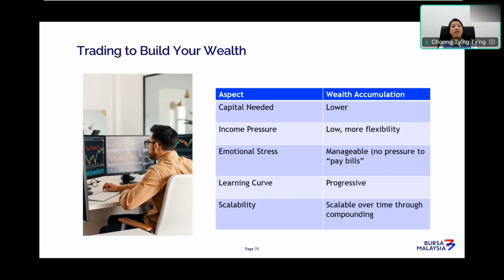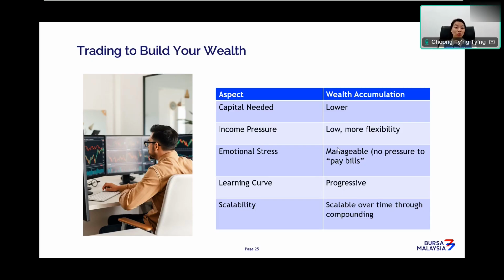Now, the second option is trading to build your wealth. If you look at trading to build your wealth, you're going to see that it has a lot of advantages. For example, the capital needed will be lower, because if you start as a full-time trader, you are going to rely on your profit or income coming from trading alone to cover all your expenses. But if you have your full-time job and, at the same time, you're trading part-time, your capital required will be lower because you do not need to generate the necessary income.